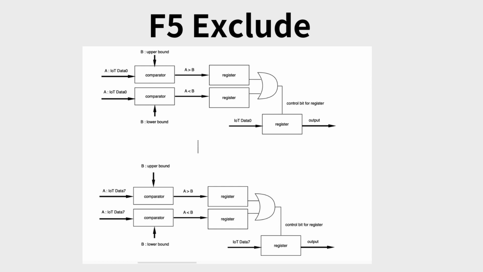Now I will talk about function 5, exclude. It is very similar to function 4. In this function, we will first let one set of IoT data be compared with the upper bound and lower bound with comparators. In this function, the output must be bigger than the upper bound or smaller than the lower bound. The output of the comparator will be the input of an OR gate. The output of the OR gate will be the control bit of a register, where the register will output the IoT data if the IoT data satisfies the condition of exclude.